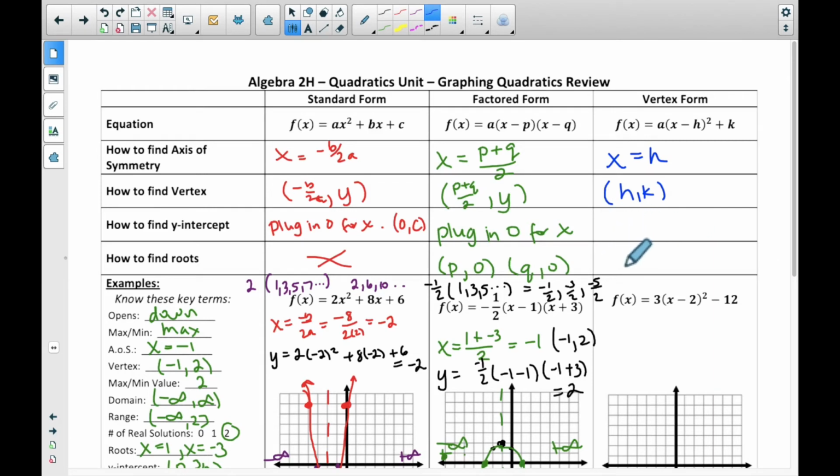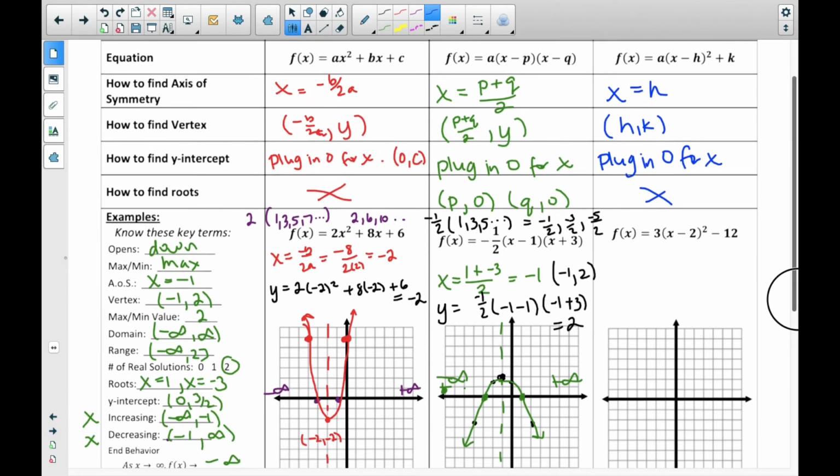The y-intercept, as always, we plug in a 0 for x and we simplify. How to find the roots? Once again, we haven't learned that yet. We will learn it next week.